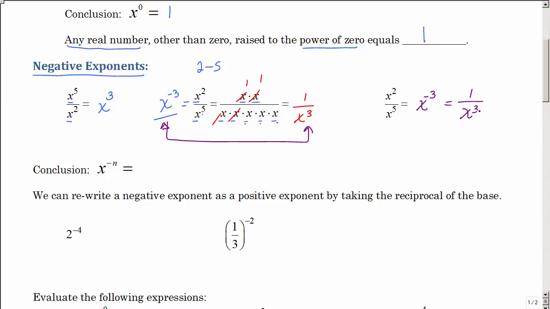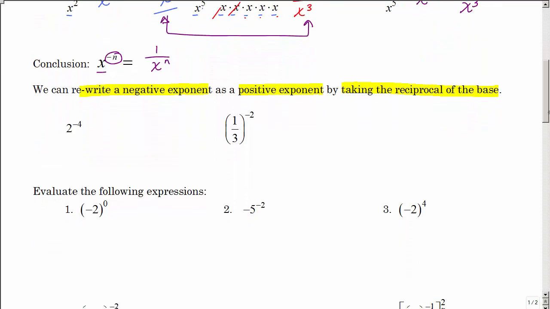So again, our conclusion is if we have something raised to a negative exponent, we can rewrite it as a positive exponent by taking the reciprocal of the base. Rewrite a negative exponent as a positive exponent by taking the reciprocal of the base. So that's what we need to practice, making negative exponents into positive.